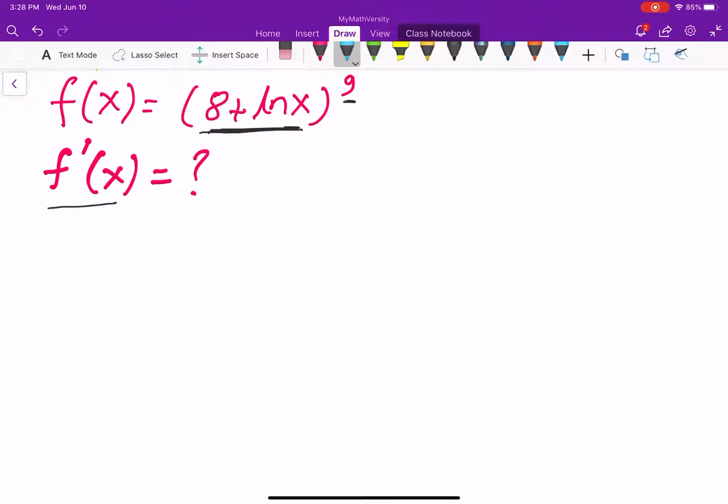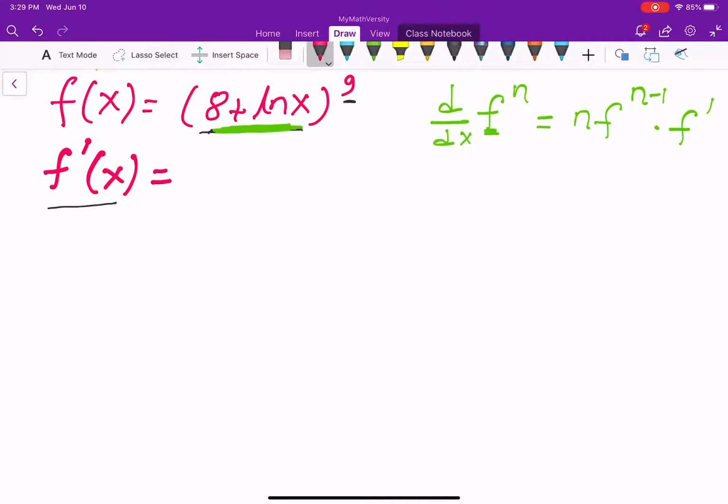So what is the generalized power rule? If you have f to the power n, then we bring the power down, write down the function as it is, subtract the power by 1, and multiply by the derivative of f. But remember that f is actually the function which is in the base. In this case, 8 plus ln x is the f in this formula. Okay, so if that is the case, let's apply that formula.